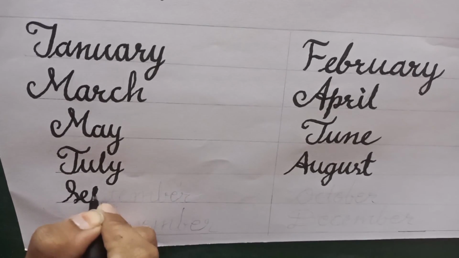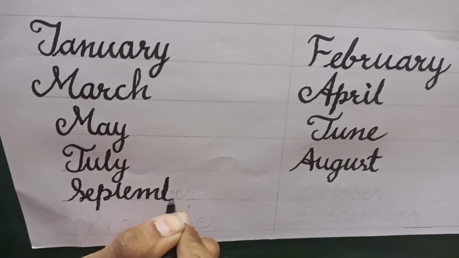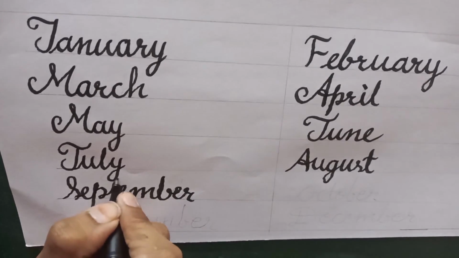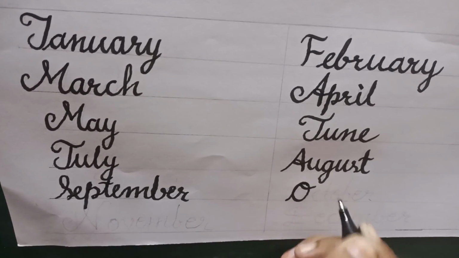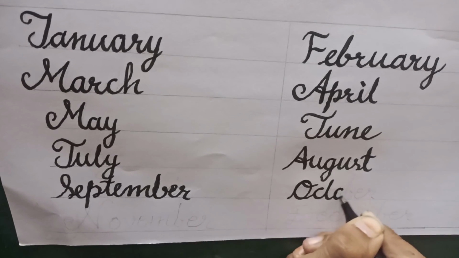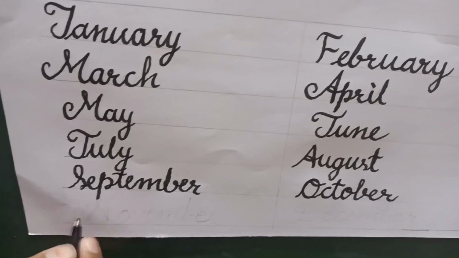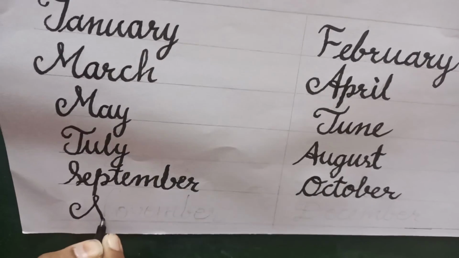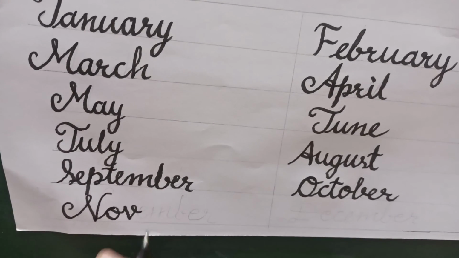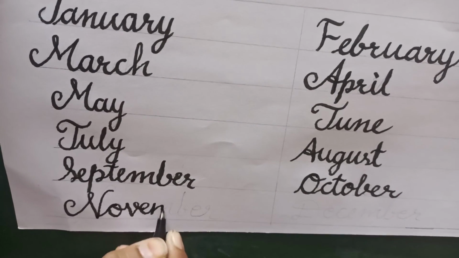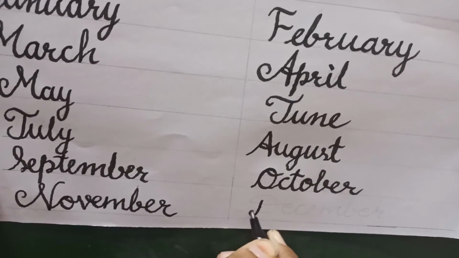September, my birthday month, and message me when your birthday come. September. October. November. And the last month is December.